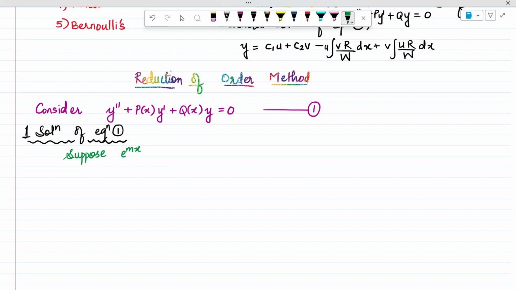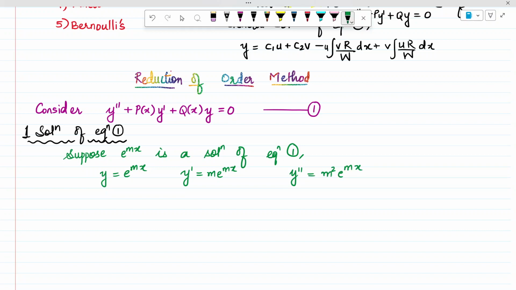cos and sin get covered in e raised to mx. We will first check for e raised to mx, what are the conditions, then we'll move towards x raised to m, what are the conditions, and yes, then we'll work it out. Okay, suppose e raised to mx is a solution of equation number 1. So it has to satisfy the equation. So let me say y is equal to e raised to mx. Therefore, y dash would be m e raised to mx, and y double dash would be m square e raised to mx. Let me put these values in equation number 1, and it will obviously satisfy it.